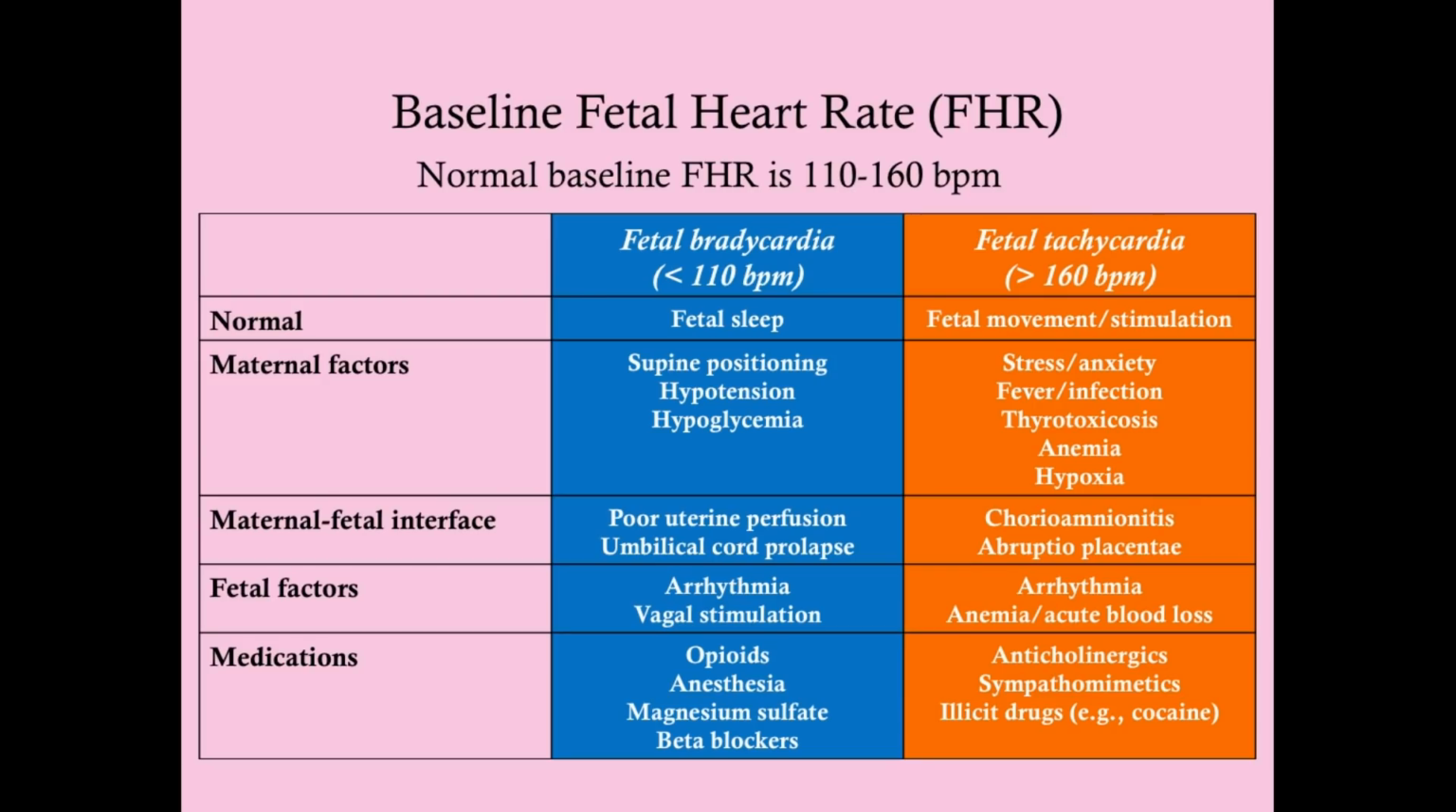So the differential for bradycardia and tachycardia can be pretty broad. The way to think of this is that there are a couple normal causes, and then you can divide it up into maternal factors, so things going wrong with mom, maternal-fetal interface, so the placenta and cord, fetal factors, things wrong with the baby, and medications, things that mom is taking that can affect the baby. So for bradycardia, fetal sleep is pretty common. Probably not during labor so much, though.